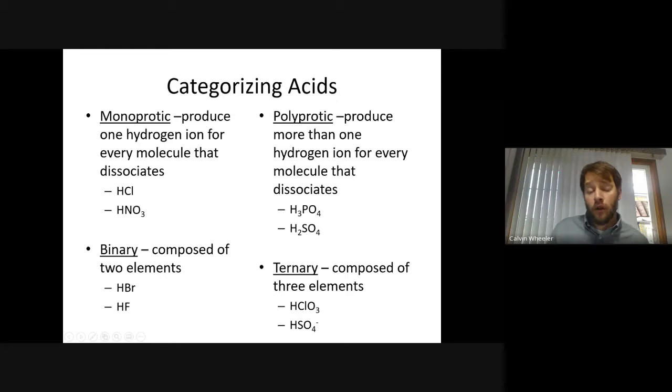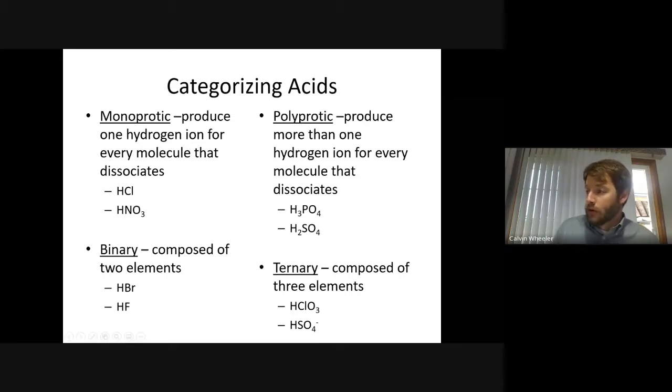So therefore, for one formula unit of this acid, it's going to give up one hydrogen ion or one proton. And so we call it a monoprotic acid because it has one proton per formula unit. The next one is HNO3. This is nitric acid. And so for every one formula unit of nitric acid, it gives up one proton. So therefore it is monoprotic.